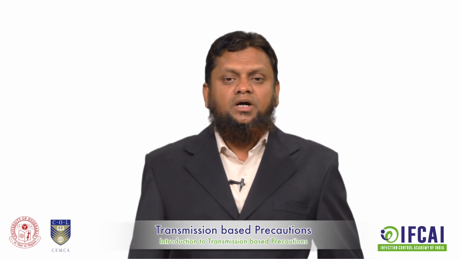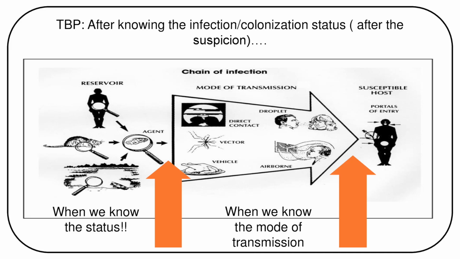After knowing the infection and the colonization status, when we know the reservoir, we can take proper precautions, and when we know the mode of transmission, we can take even better precautions. In this slide, if you know the type of disease and the status of the reservoir, whether it is waterborne, airborne or droplet, then you can take precautions accordingly. At the same time, when we know the mode of transmission, like how it is going to get transferred, then you can take appropriate standard precautions and airborne precautions.